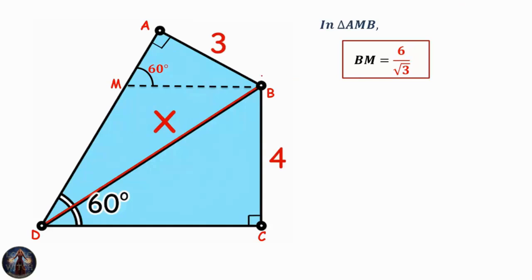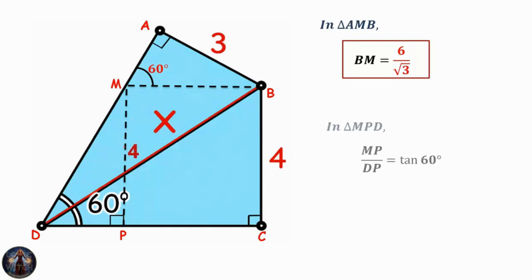Now, let's just draw a line parallel to the side BC from point M and name it as MP. Now, as MP is parallel to BC and we can see that BC is perpendicular to CD, therefore MP must also be perpendicular to the CD, right? And as BC is parallel to MP, if this is 4, this MP is also going to be 4.